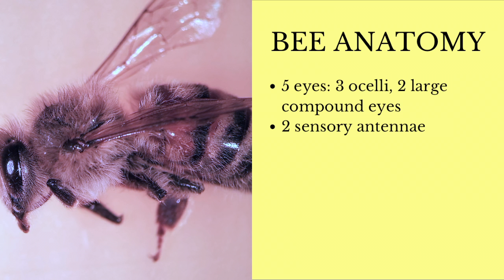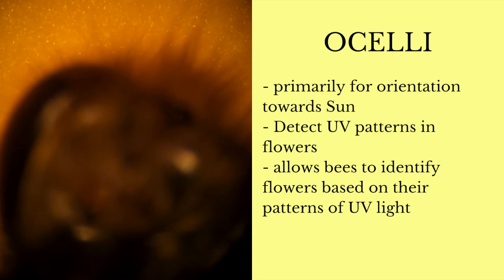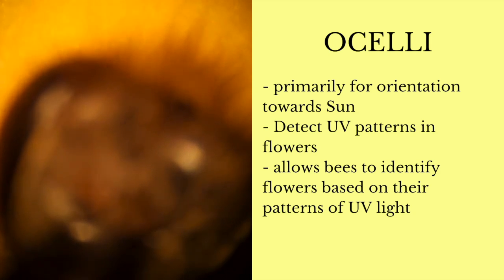Bees see through a specialized system made up of 5 eyes and 2 sensory antennae. These 5 eyes are separated into 3 ocelli and 2 large compound eyes. The ocelli allow for the bees to orient themselves towards the direction of the sun.